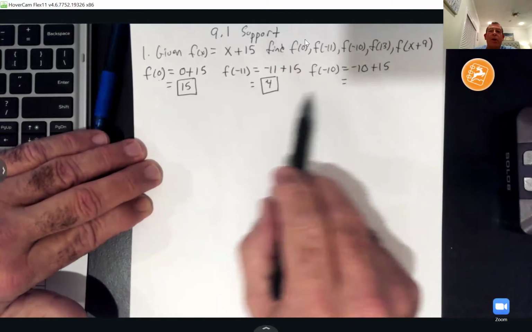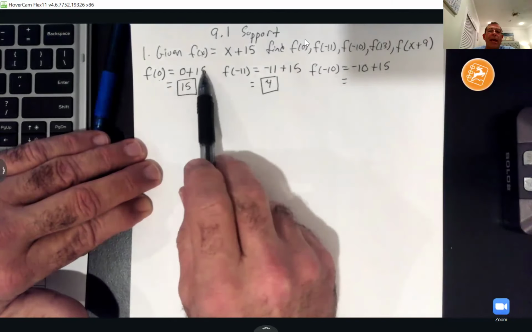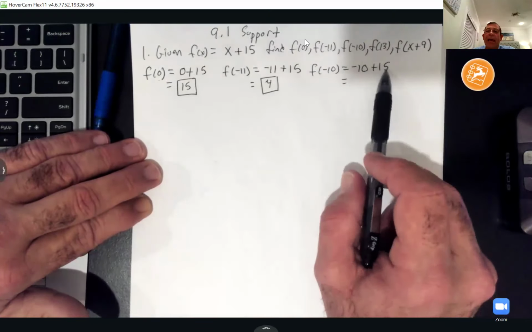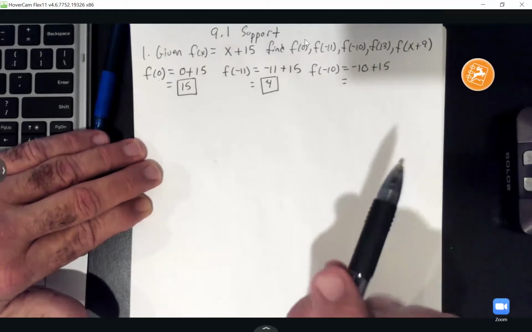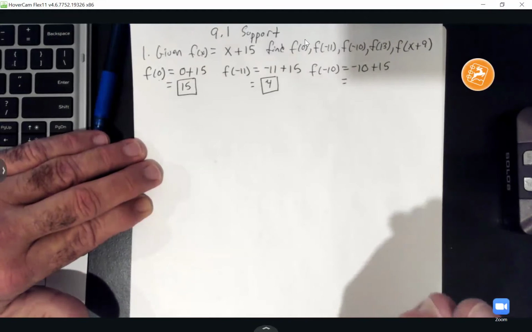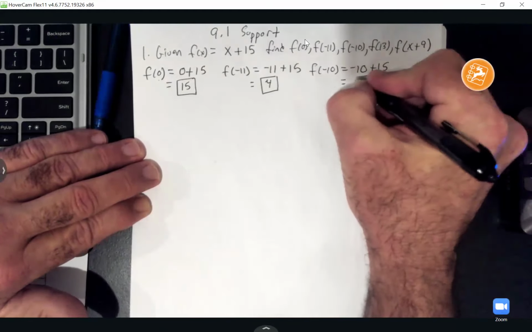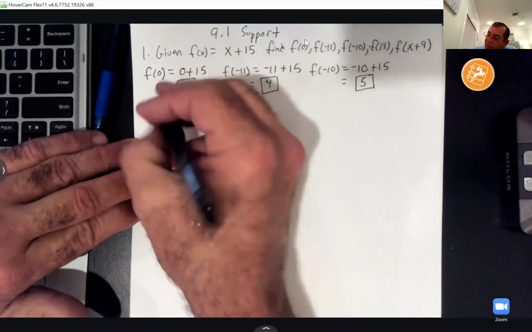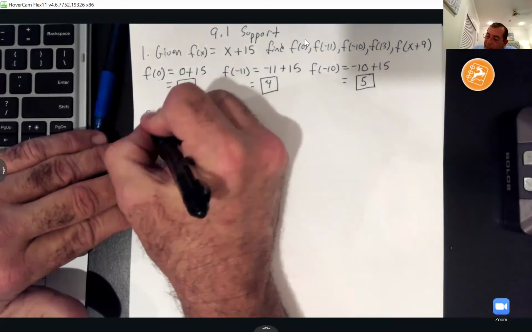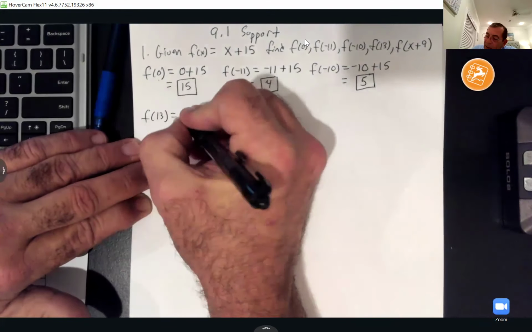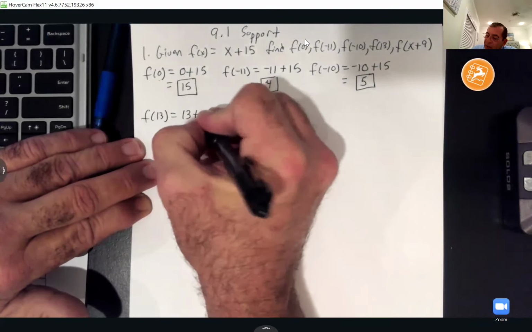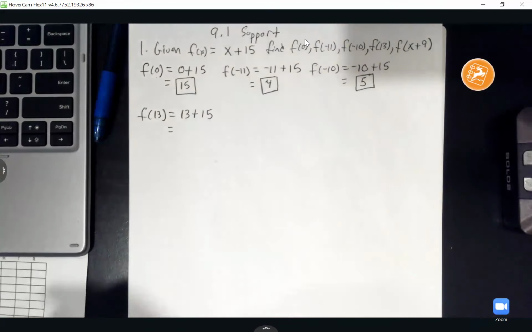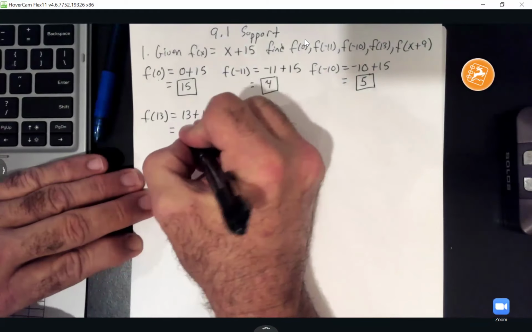And y'all look, I'm working all these the same way. Putting a number in, adding 15. Put a number in, add 15. All right, so -10 plus 15 is 5. Then now I got a positive number, f of 13. So 13 plus 15, and y'all get 28.